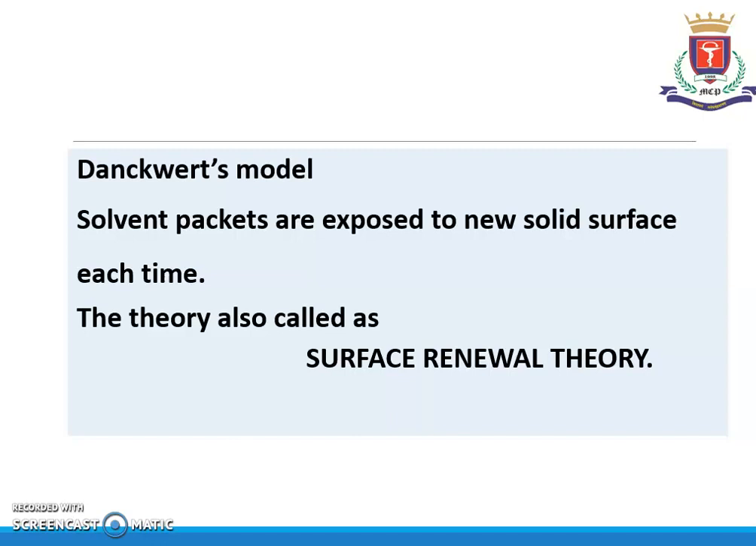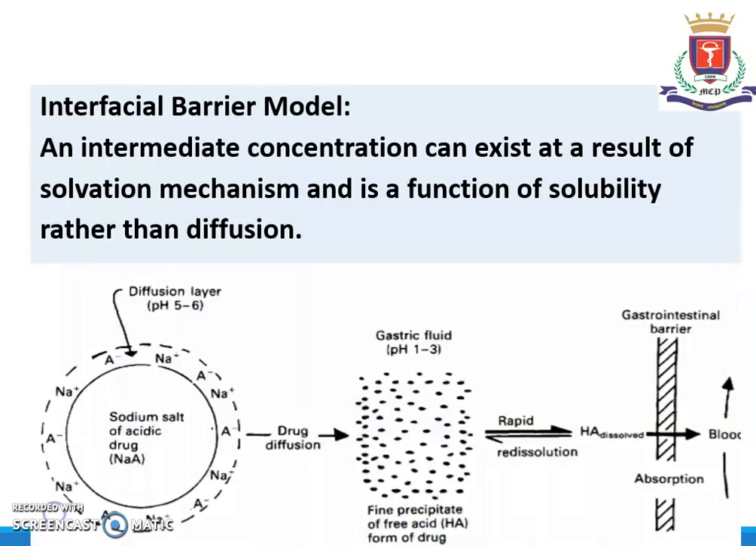This is called surface renewal theory. And the third one is the interfacial barrier theory. Here also a diffusion layer is considered.